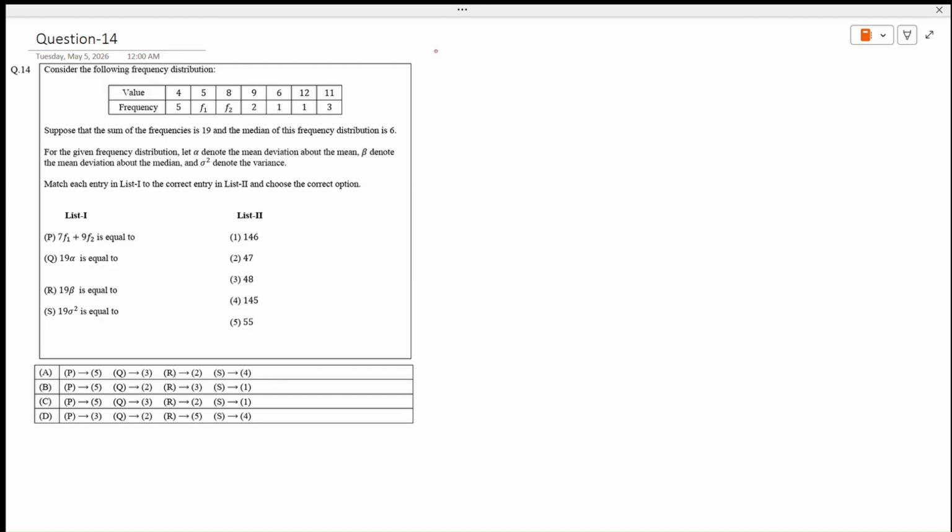How can we find F1 and F2? Since we know the summation of frequencies is 19, 5 plus 2 is 7, 7 plus 3 is 10, 10 plus 2 is 12. So 12 plus F1 plus F2 is equal to 19. So F1 plus F2 is equal to 7. This is our equation 1.